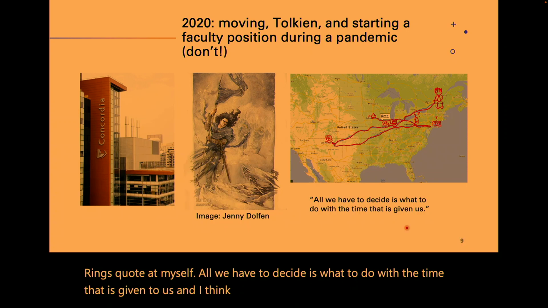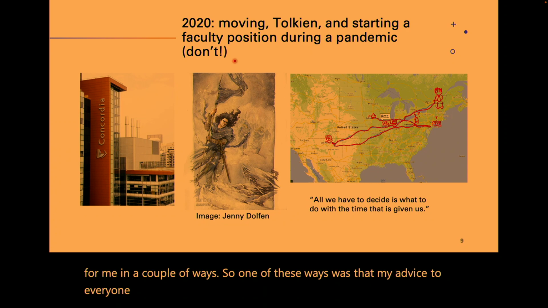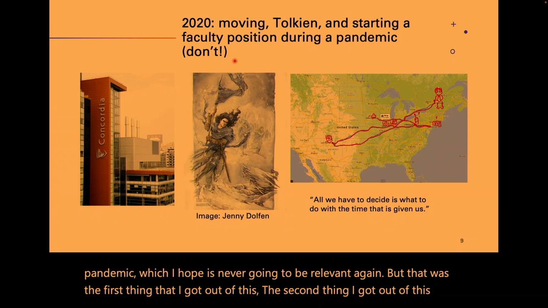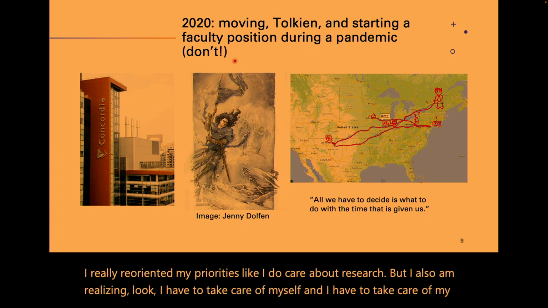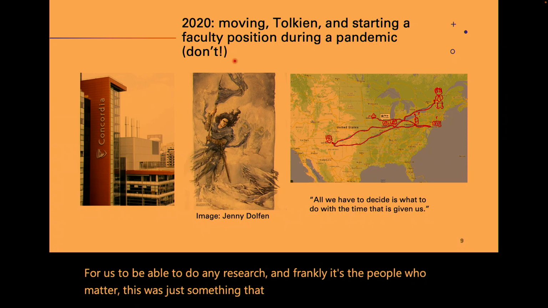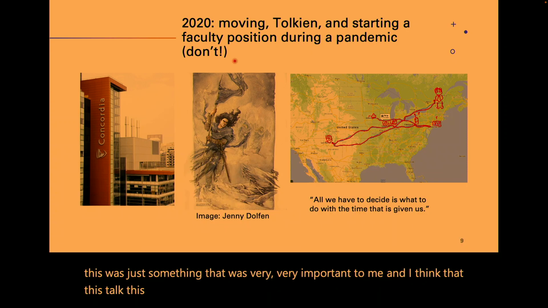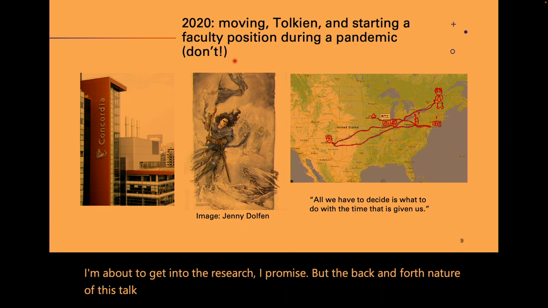And I think that the pandemic was really eye-opening for me in a couple of ways. So one of these ways was that my advice to everyone is don't start a faculty position in the middle of a global pandemic, which I hope is never going to be relevant again, but that was the first thing that I got out of this. The second thing I got out of this was that I really reoriented my priorities. I do care about research, but I also am realizing, look, I have to take care of myself and I have to take care of my students for us to be able to do any research, and frankly, it's the people who matter. This was just something that was very, very important to me, and I think that this kind of hybrid talk where I go back and forth, and I'm about to get into the research, I promise, but the back and forth nature of this talk does sort of arise from some of the ways that I was reprioritizing myself during the pandemic.